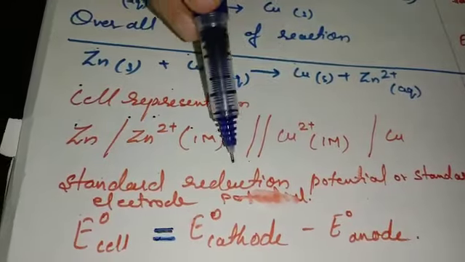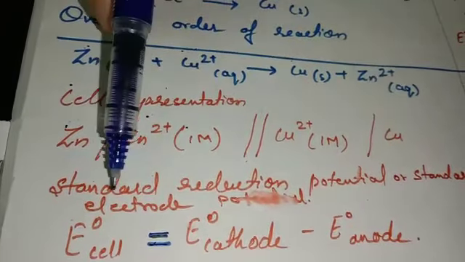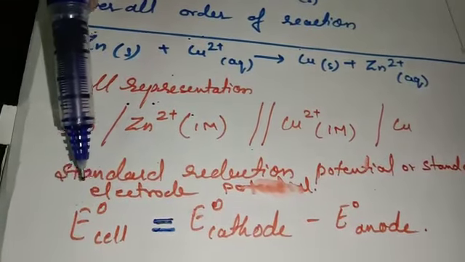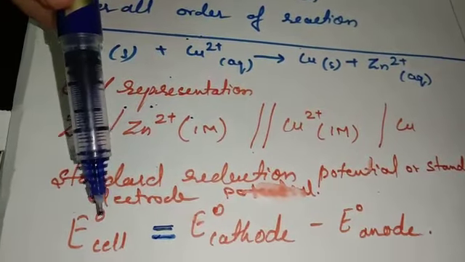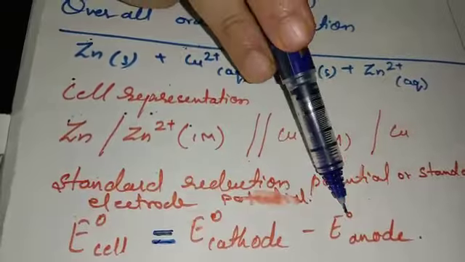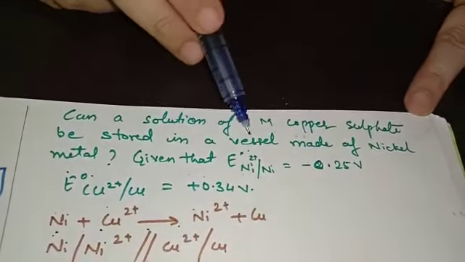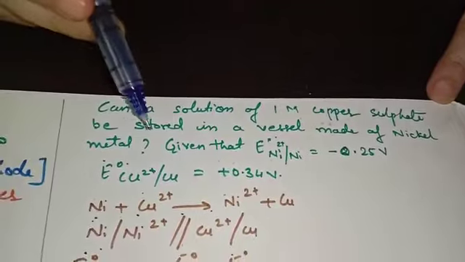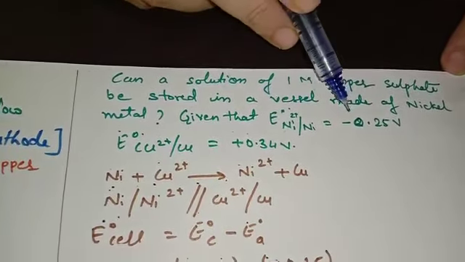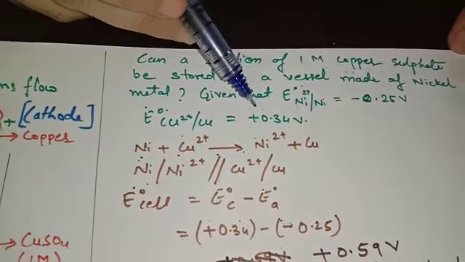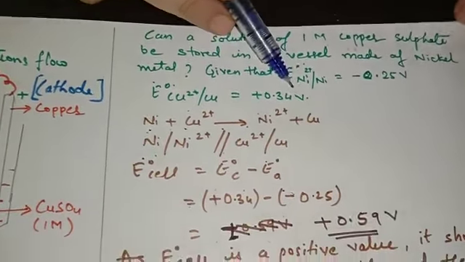Now the standard reduction potential or standard electrode potential is represented by E naught cell. So how to calculate E naught cell? E naught cell is equal to E naught cathode minus E naught anode. A question can be asked like, can a 1 molar copper sulfate solution be stored in a vessel made of nickel, given that the E naught value of nickel is minus 0.25 volt, whereas the E naught for copper is 0.34 volt.